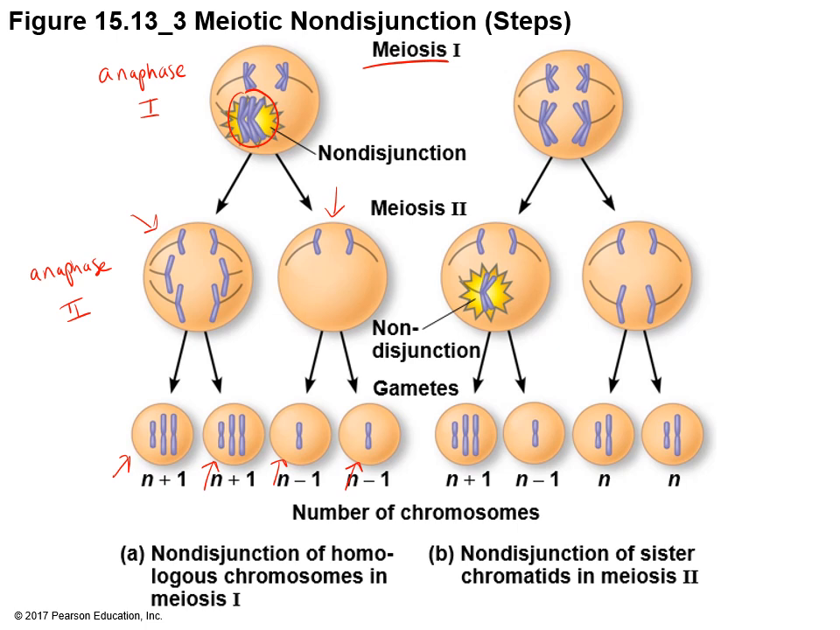To the right, we have another scenario where non-disjunction is going to occur in meiosis 2 during anaphase 2. If that occurs, we're going to get 1 gamete with an extra chromosome, another gamete with 1 less. However, the other 2 gametes are normal.